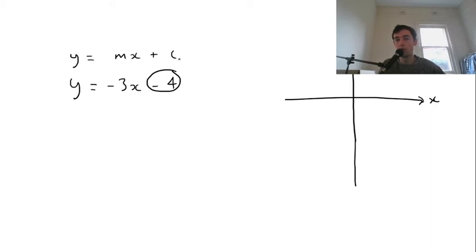So straight away we can draw C on our graph. C being the y-intercept, it's where it goes through the y-axis. So we can draw that here. What am I doing? C is -4, not -3. I got them confused. Okay, let's just label that y-intercept, gradient. Okay, C is -4. Let's label that here.